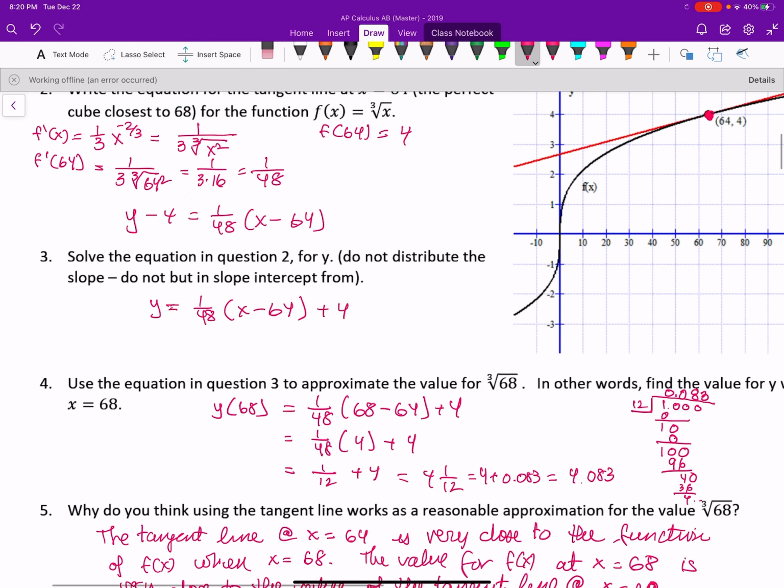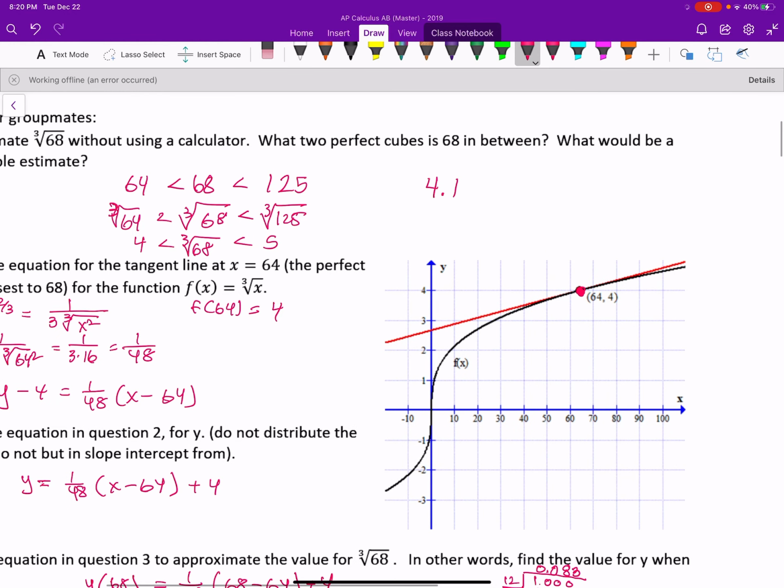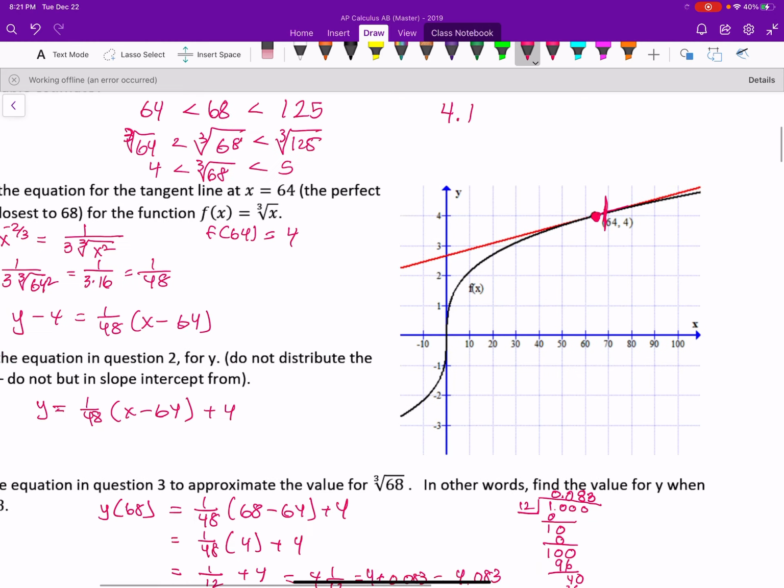So here, if I look at the graph, I can see, here at 68, which is right around there maybe, they're so close together, I can barely see the difference between the function itself and the tangent line. Obviously, if I zoomed in very close, you could see they would start separating more and more, but it's a minuscule difference between the two of them. So therefore, a tangent line would be a pretty good close estimate of the cube root of 68 there.